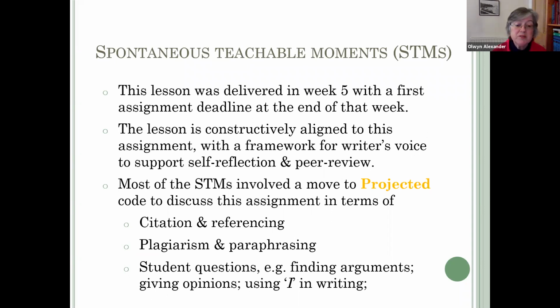In terms of plagiarism and paraphrasing, and this was really quite disappointing because writer's voice is all about not formulaic paraphrasing by changing the order of words and substituting words, and several teachers actually just said that. And student questions, finding arguments, giving opinions, using I in writing. So these were triggers for some of the spontaneous teachable moments.